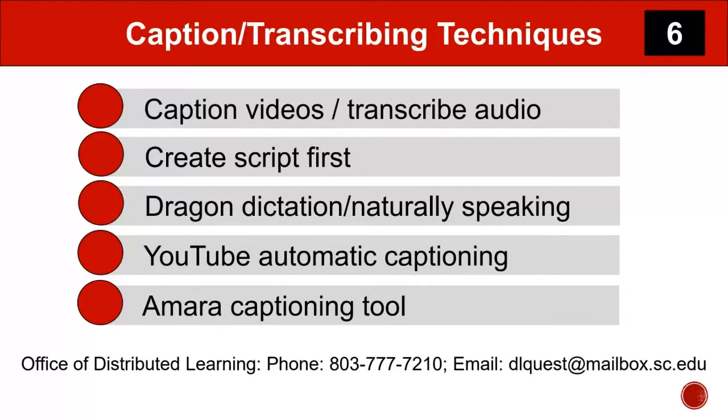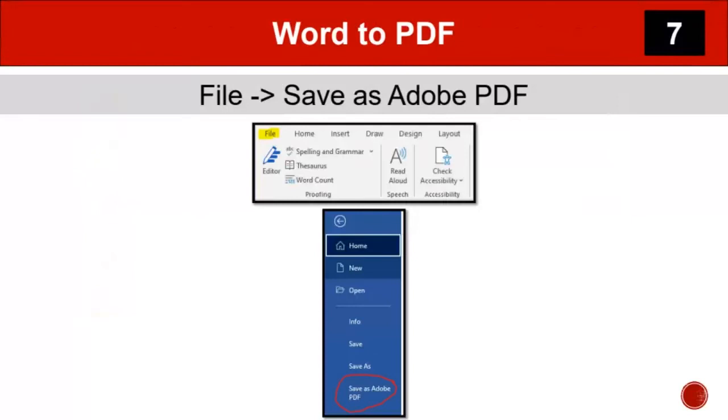If you want to keep your accessibility intact when saving to PDF, you will go to File and then Save as PDF, and that will ensure that your document will remain accessible when you save it to PDF.